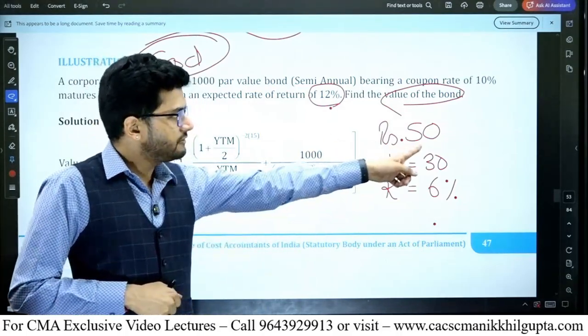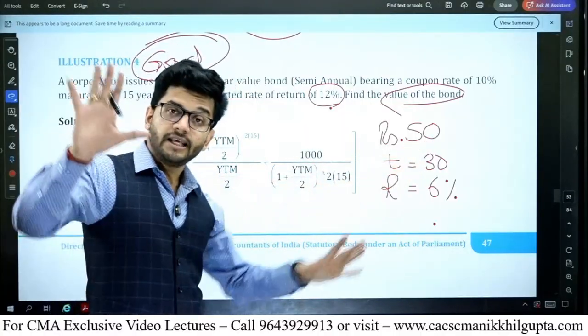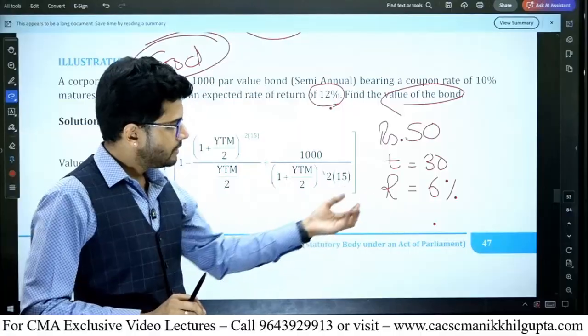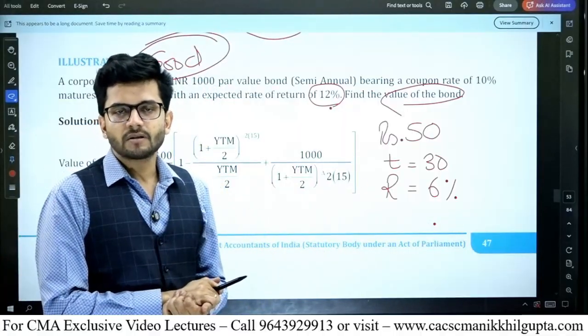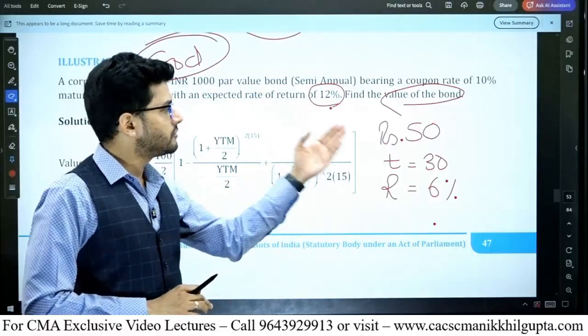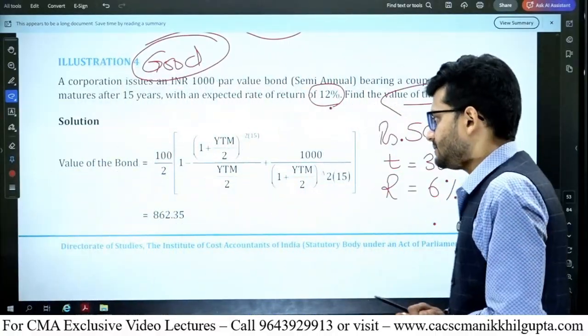So 50 is the interest which I'll earn at regular intervals. 30 such interest payments will be received by me. The rate of return will be 6% because a semi-annual disbursal of interest will be there. So instead of 12%, I'll take 6% as the return on these bonds.